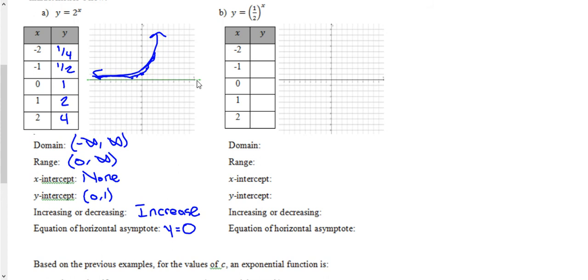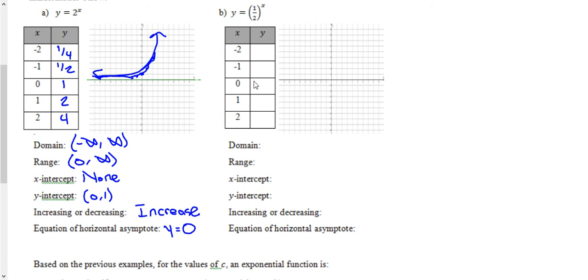And there we have it, right there. Kind of thin, but that's where it's going to go. We're going to go to the next graph here and start this one off. Let's see what we get. So for this graph here, we have the fraction 1 over 2 exponent x.